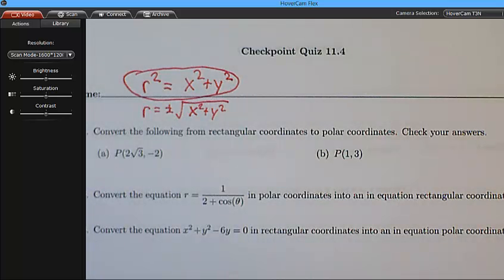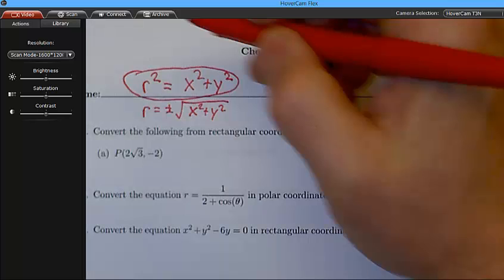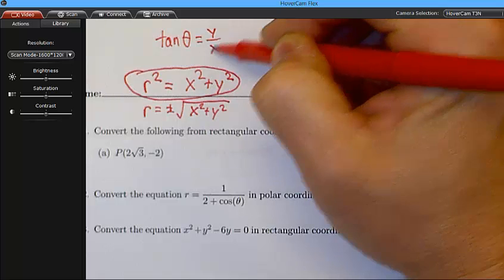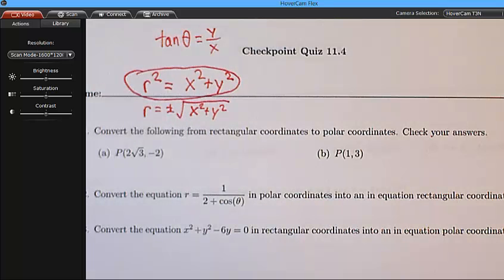What about for finding theta? What's the key formula for finding theta? There it is. Tangent of theta equals y over x, okay? And again, then you may have to go back and do inverse tangent. And you sometimes have to adjust based on your picture.